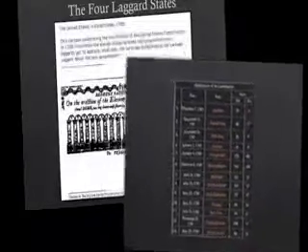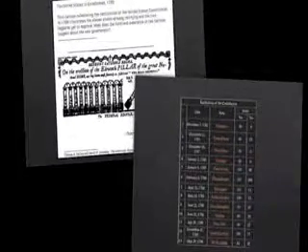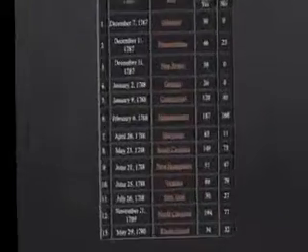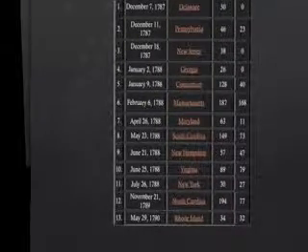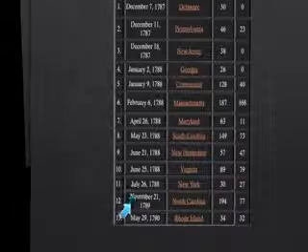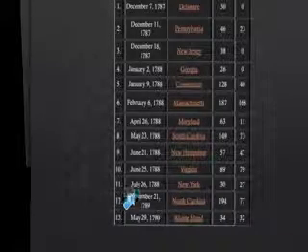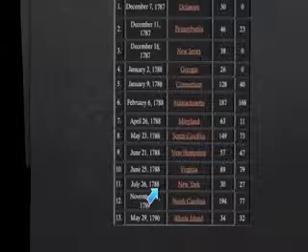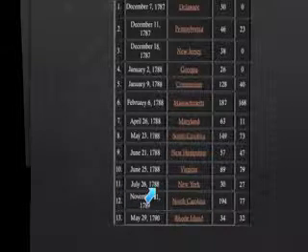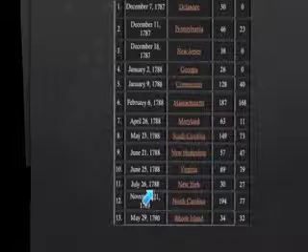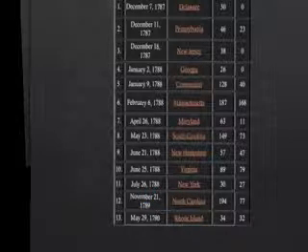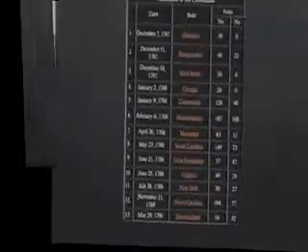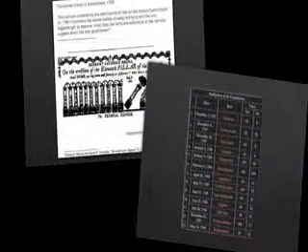So those are the laggard states, but eventually ratification does occur. All 13 states join. The election of George Washington occurs in November, the fall, 1788. George Washington then, as our first president, is sworn in early 1789. That concludes this PowerPoint video presentation.